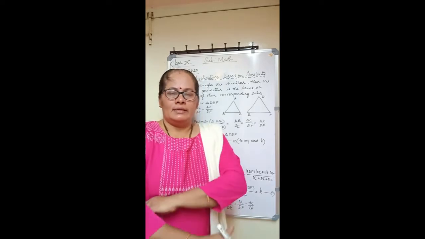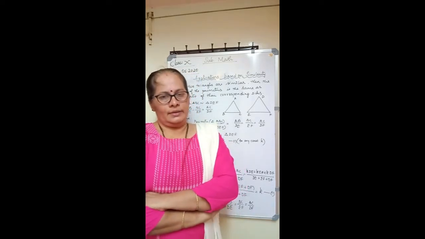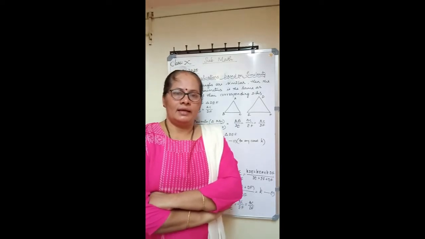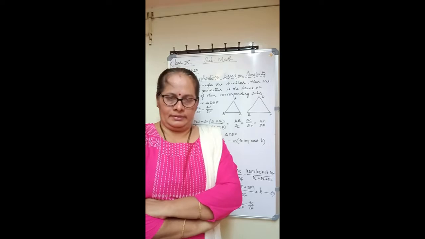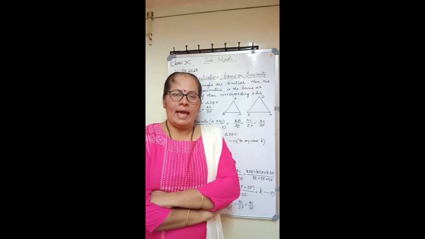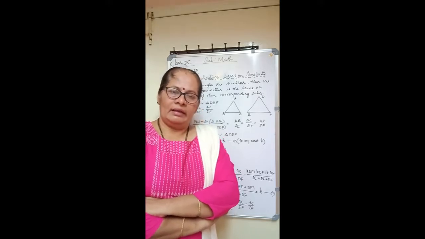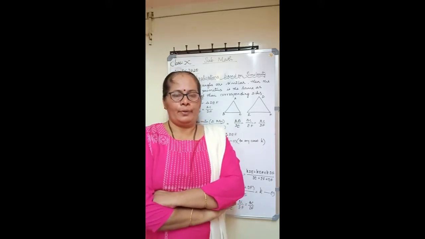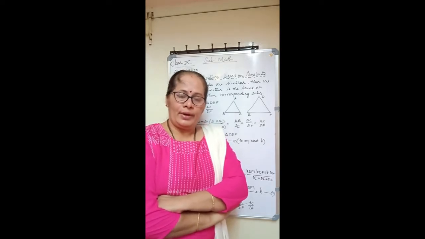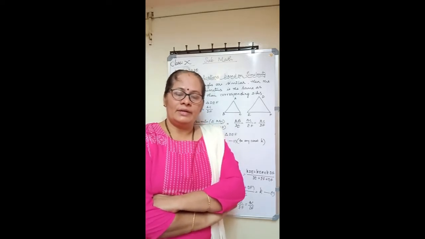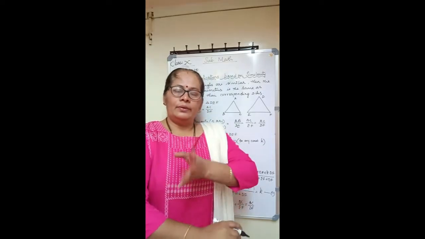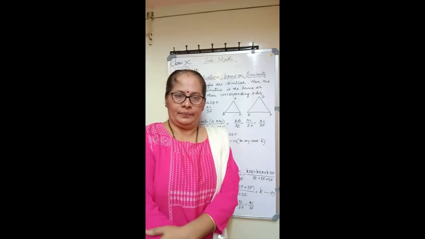In your previous class, you learned similarity criterions of triangles. In the similarity criterions, first you learned angle criterion. It says that if three angles of one triangle are equal to three angles of the other triangle, then their corresponding sides are proportional. Instead of three angles, if two angles of one triangle are equal to two angles of the other triangle, then the two triangles are similar.